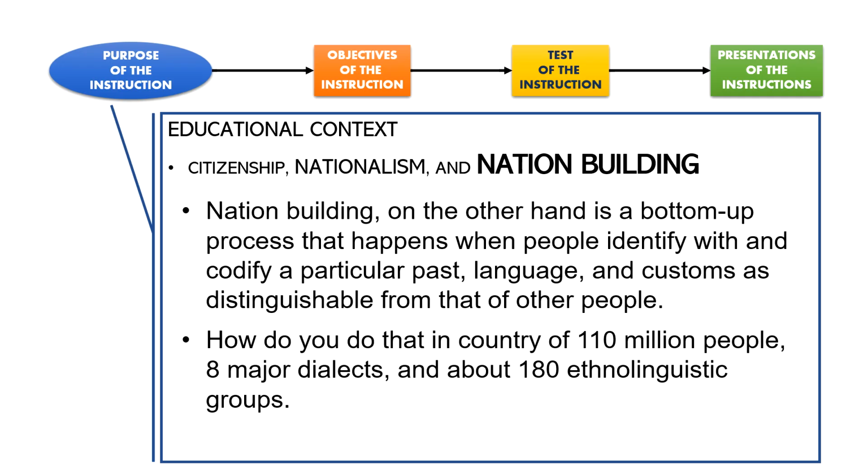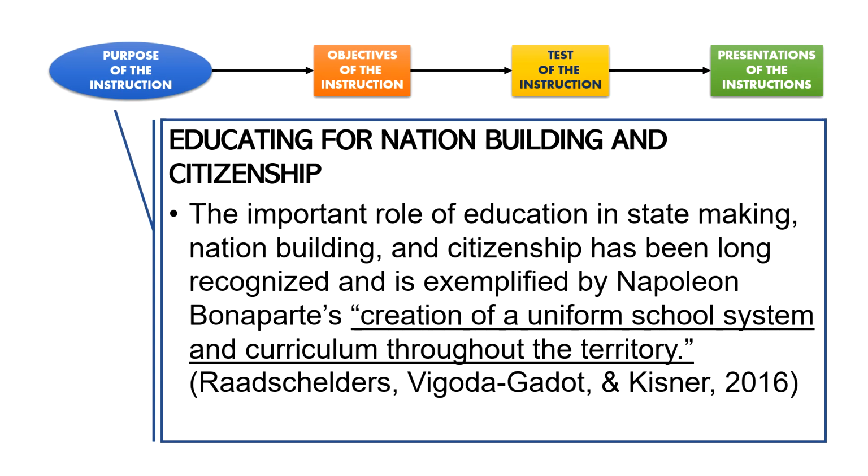So how do you do that in a country, for example, of 110 million people, 8 major dialects, and about 180 ethno-linguistic groups? Education is the key. So now we are trying to rationalize the use of these courses to develop citizenship, nationalism, and nation building. We can look at the literature of other countries in terms of how they define the importance of education for nation building and citizenship.